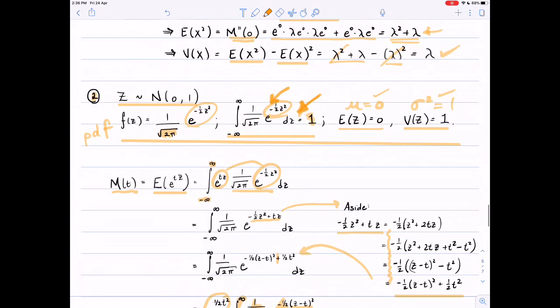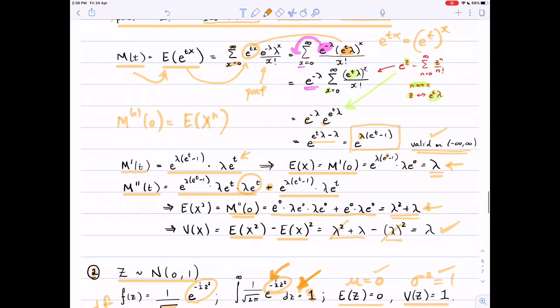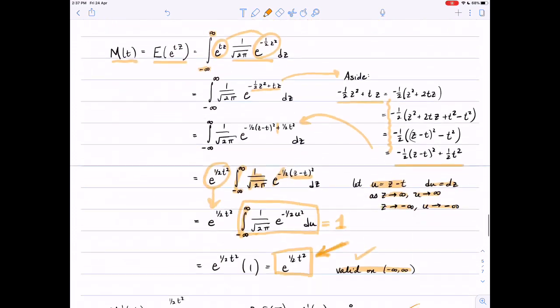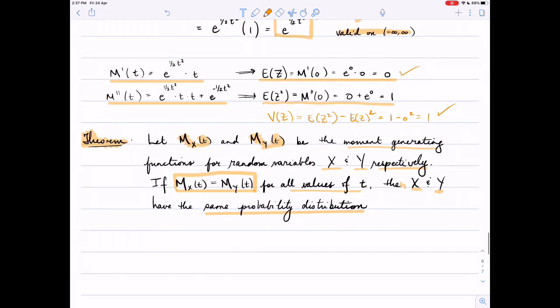The same thing back up here with the Poisson. If we find that we have a moment generating function which looks like this, there is only one distribution that has that moment generating function, and that is the Poisson distribution. So this theorem is going to help us identify distributions when we start adding random variables together.